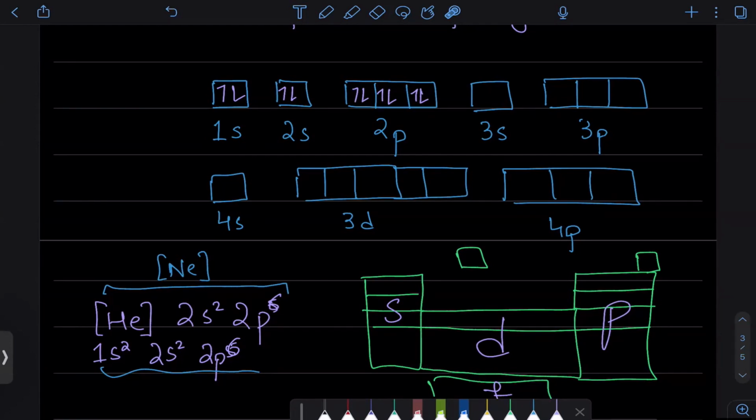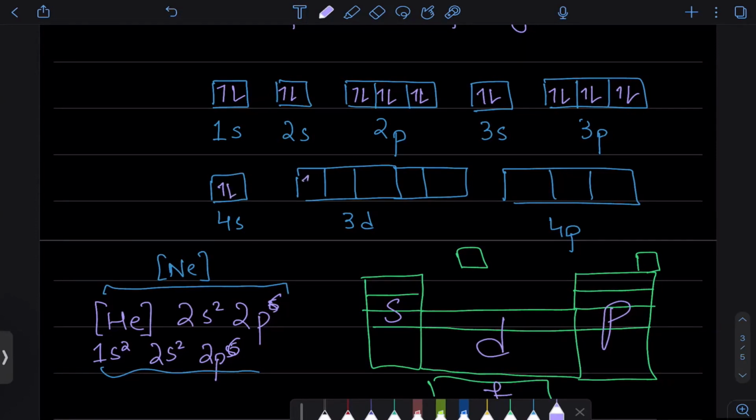But the next thing is, are there any properties or any other terms that we need to know about this? So configuration, we will keep building it in this way. Similarly, as you keep filling, if I fill this next one here, this will be 3s2, 3p1, 3p2, 3p3, 3p4, 3p5, 3p6, and next one will be in 4s, not 3d. 4s will be completed and then 3d.